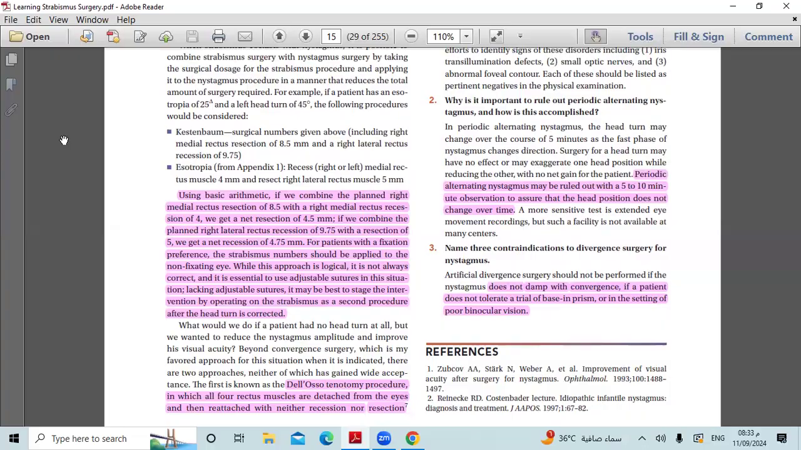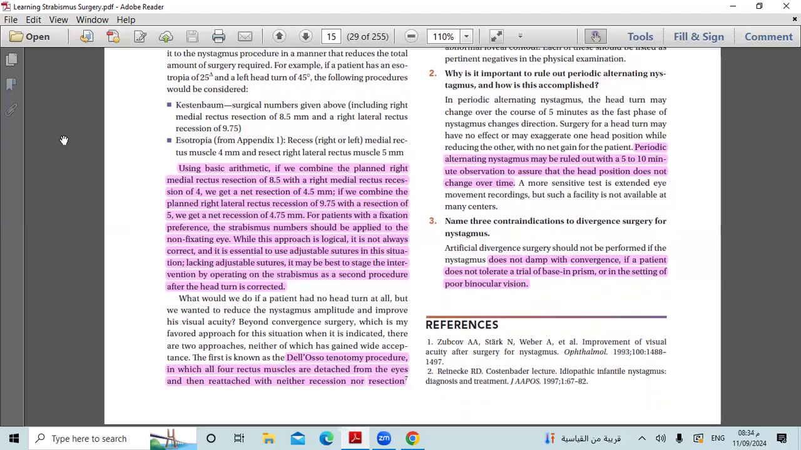For patients with a fixation preference, the strabismus numbers should be applied to the non-fixating eye. While this approach is logical, it is not always correct, and it is essential to use adjustable sutures in this situation. Lacking adjustable sutures, it may be best to stage the intervention by operating on strabismus as a second procedure after the head turn is corrected.